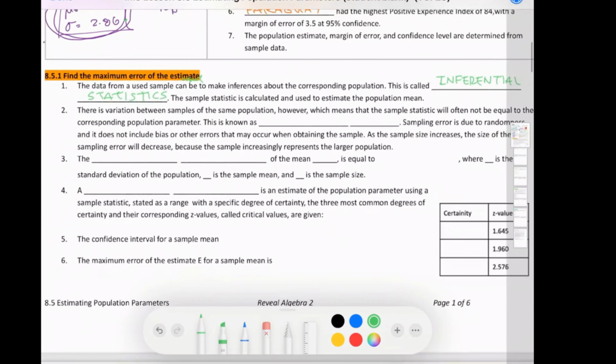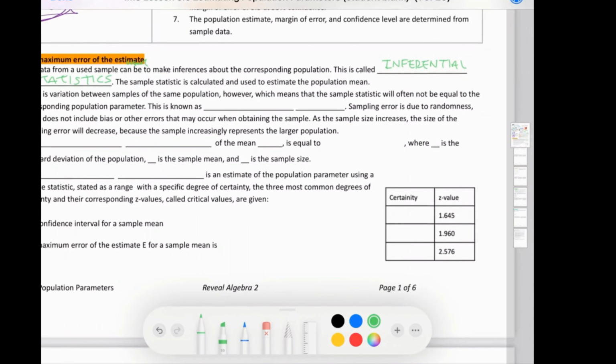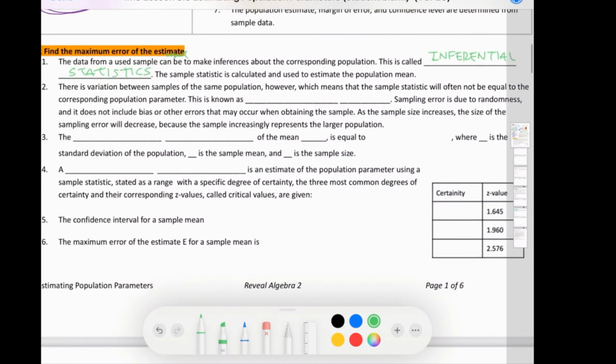The sample statistic is calculated and used to estimate the population mean, right? Whatever candy comes out can tell us what's actually in the machine. We're making an inference or a conclusion about what's inside the machine. There is variation between the samples of the population, what was coming out of the candy machine. However, this means that the sample statistic will often not be equal to the corresponding population parameter. Like, they said half were going to be orange, and was it always half? No, the answer is no.